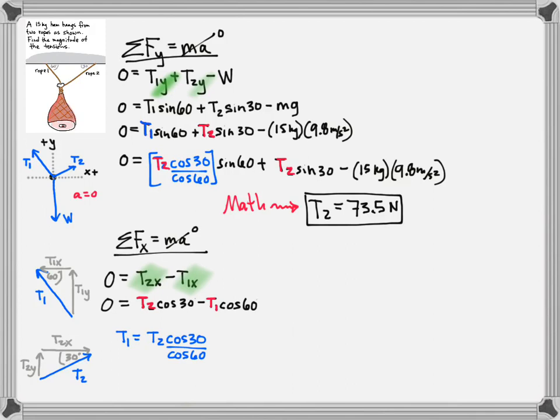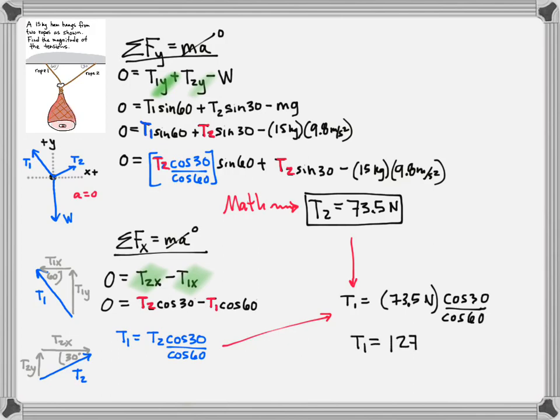Okay, great. Now that we have this, we can solve for T1 by going down here and substituting this value into this equation right here and solving for T1. So I'm going to insert my 73.5 into the bottom equation, and I get an answer of 127 newtons approximately. So now we have our solutions.